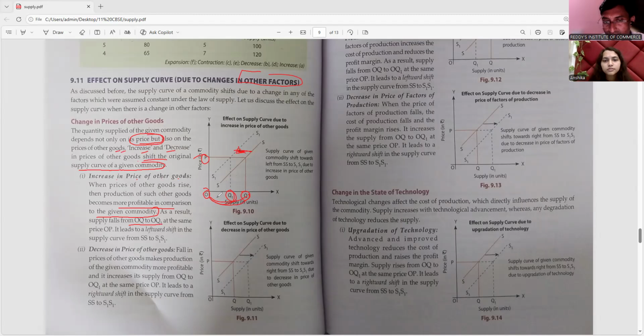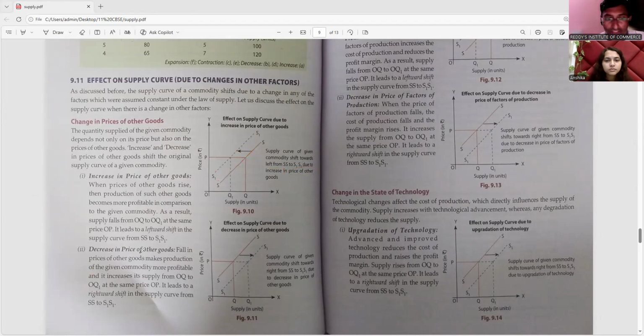Now you can say that the supply curve of the given commodity shifts towards the left from SS to SS1 due to an increase in the price of other goods. So this is the simple example. Now the second one is completely vice versa.